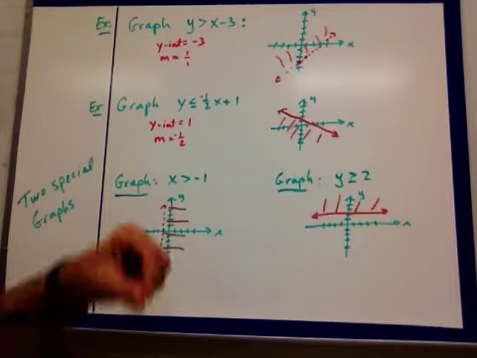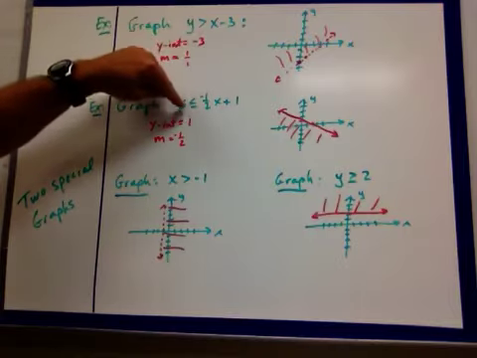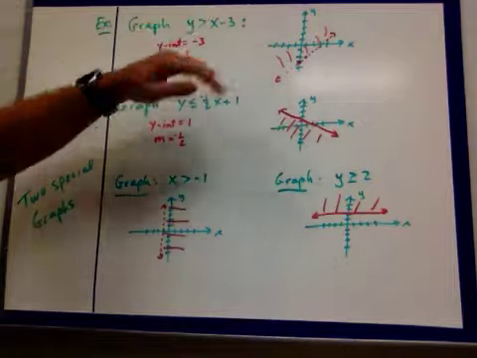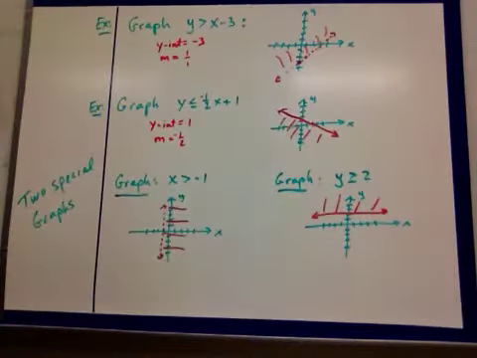Okay, so you see no equals, dashed; equals, solid. Y is greater than, shade up. Y is less than, shade down. Remember, we eat up the bigger number, so that's how you can tell if y is bigger or less.